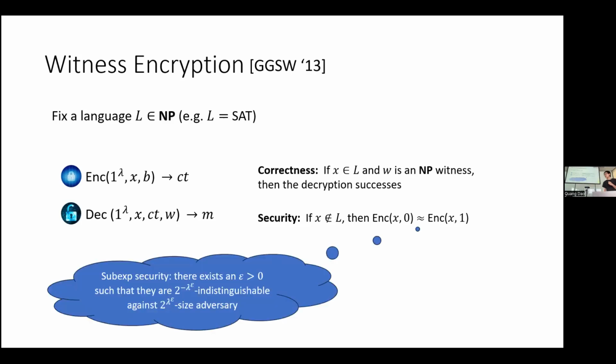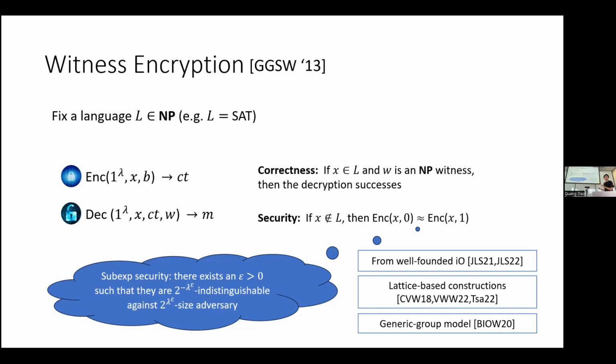We will need sub-exponential security, which means there exists a constant epsilon greater than 0 such that this indistinguishability is 2 to the minus lambda to the epsilon against size-bounded adversaries. Lambda is a security parameter that we can set, and sub-exponential security just means it's sub-exponential with respect to the security parameter. Actually, this follows from the well-founded iO by JLS, which follows from some lattice-based construction and also holds in generic group models. So it should be very plausible.